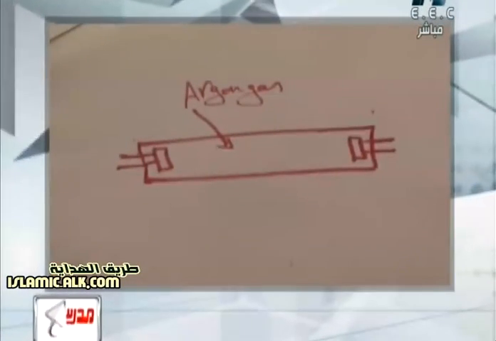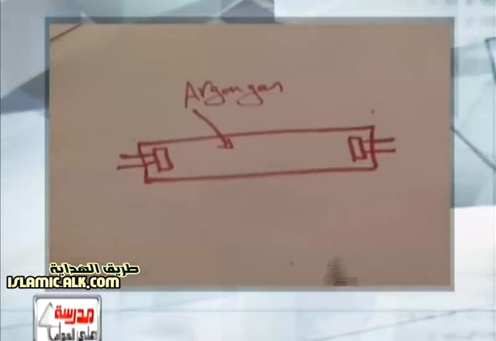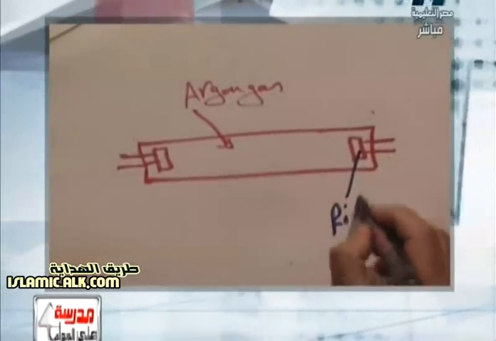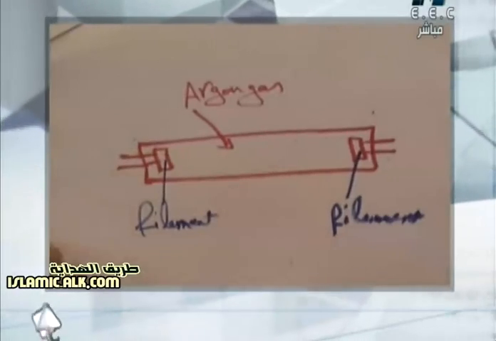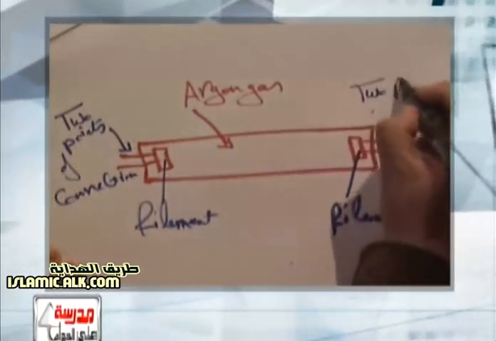Also I have 1 filament here. Another filament of tungsten, and tungsten, as I said before, because it has a high melting point. Here I have 2 points of connection. Here also I have another 2 points of connection.